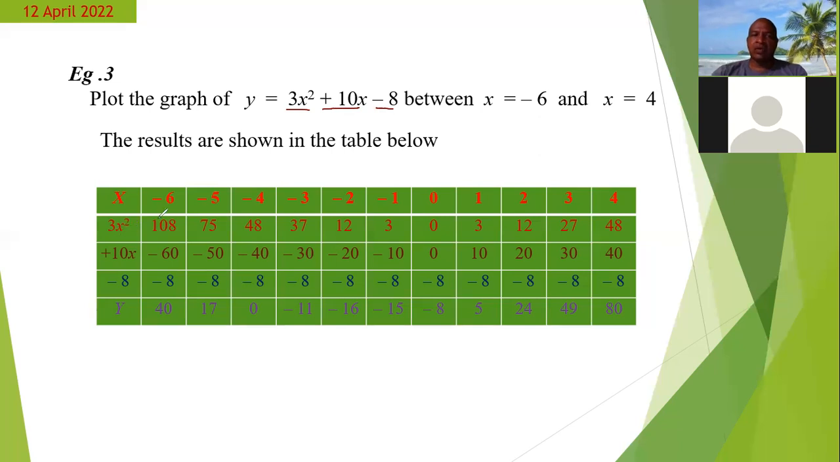All right, so for x equal -5, you will square -5. When you square a negative, you get a positive. So you'll get 5 times 5 is 25, positive 25 times 3, you'll get 75, positive 75. Now for x equal -4, when you square that, you will get 16. So -4 times -4, positive 16. And you multiply that by 3, 16 times 3 will give you 48.